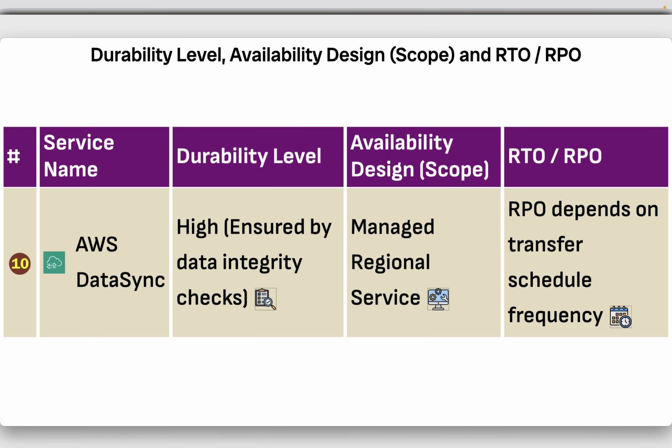Next, AWS DataSync. It has high durability, which is ensured by data integrity checks. Availability, it's a managed regional service. RTO, RPO, so RPO depends on transfer schedule frequency.